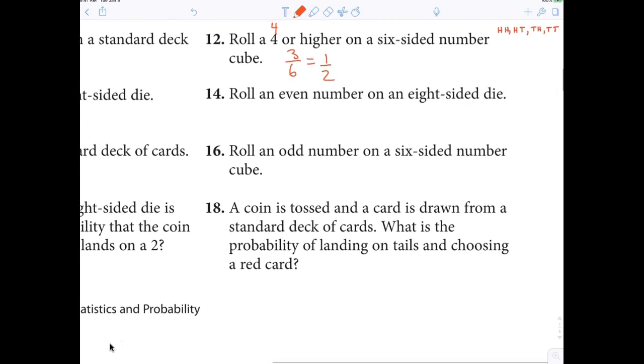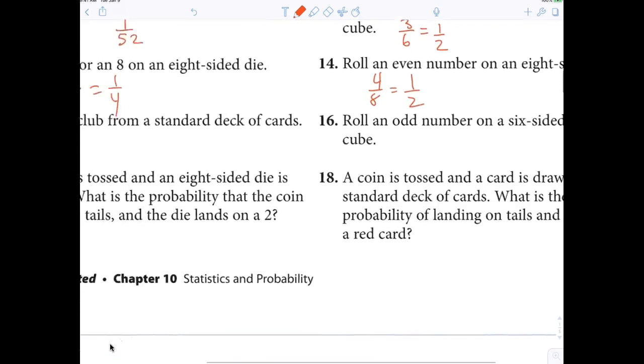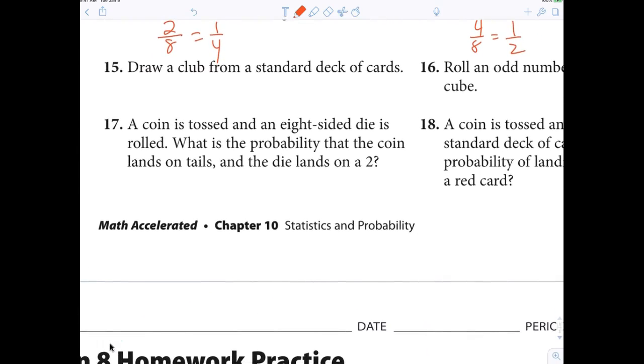Mr. Comedian. All right. I want to roll an even number on an 8-sided dice. Tell me. Everybody has to write 4 out of 8. And then we're going to reduce that to what? 1/2. Yes, 1/2. All right, let's look at the next question. Uh-oh. Now a little bit harder.